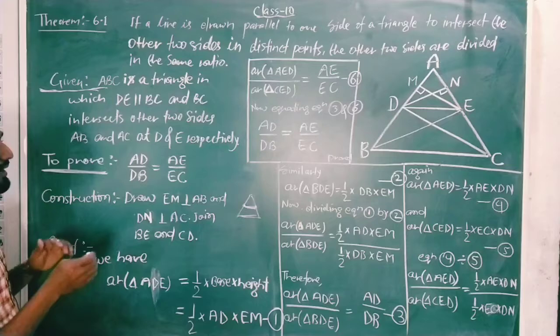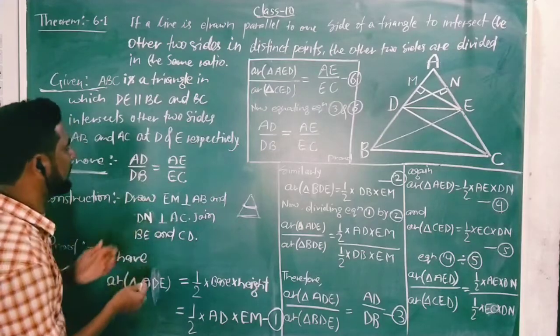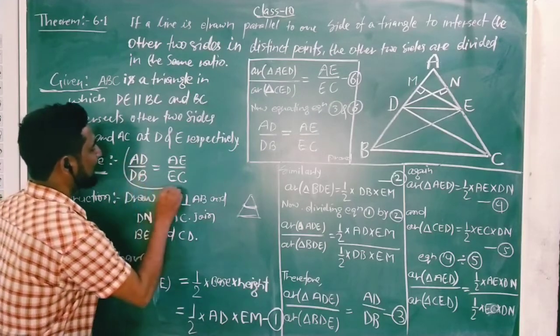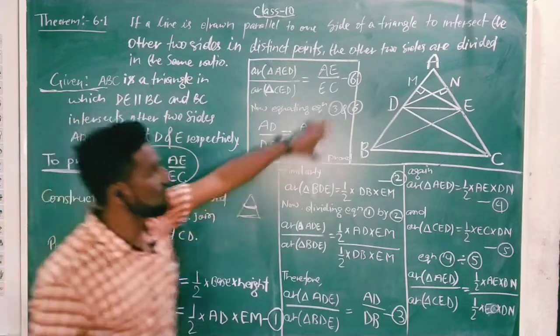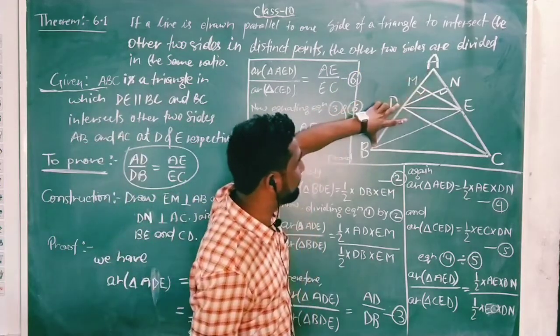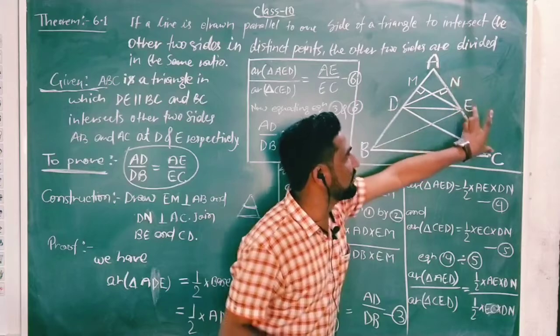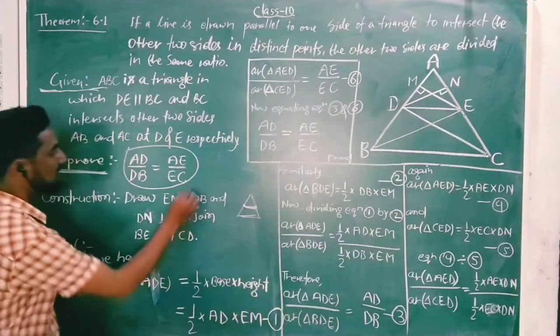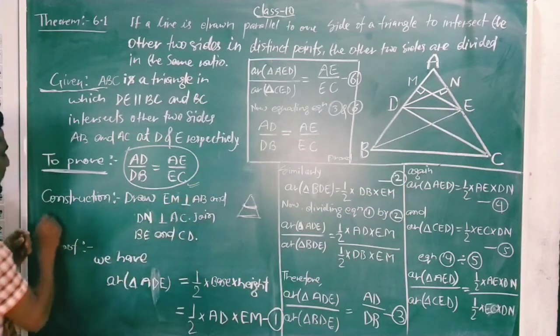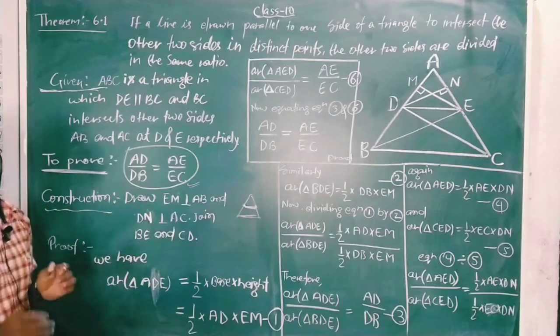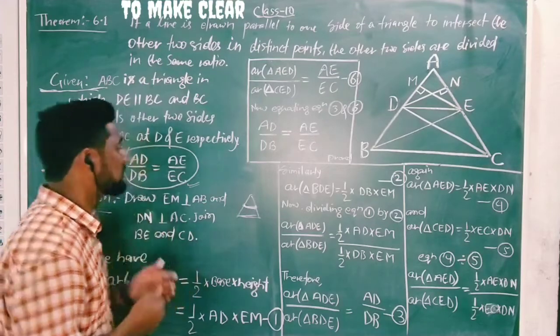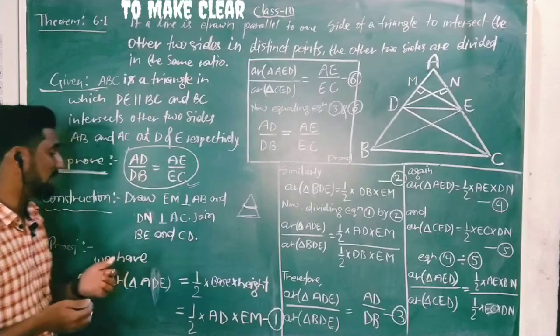What to prove? And I have told you already in the beginning what to prove. The sides are divided in the same ratio, means what? This was AD, so AD upon DB is equal to AE upon EC. We have to just prove this only, so it is there to prove. Now the next step, that is construction. It is used as per requirement, so I have done here.